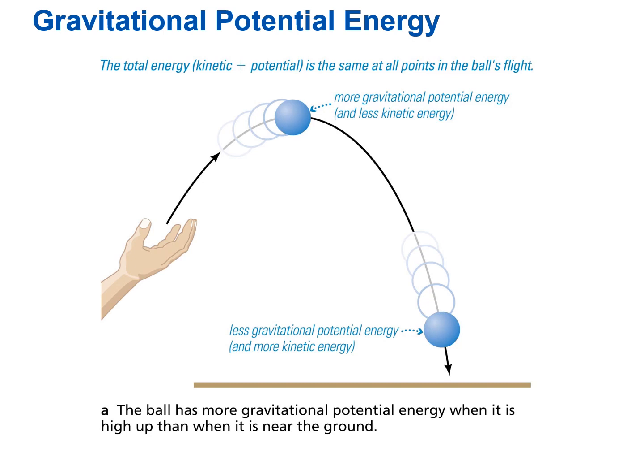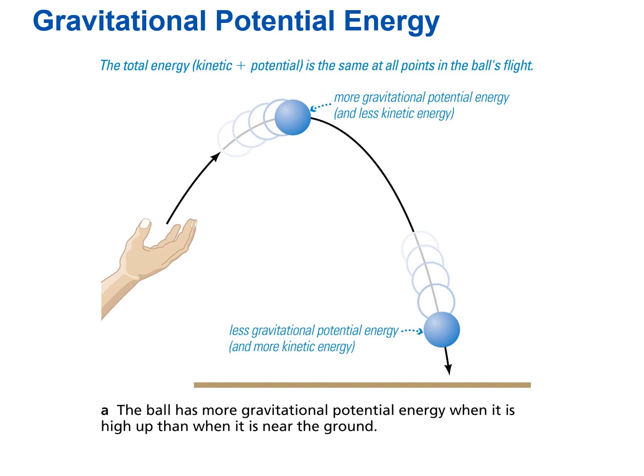You look at this picture of somebody throwing a ball into the air. The total energy, which is kinetic plus potential, is the same at all points in the ball's flight. So the person throws the ball up into the air, it gets to its highest point, and it's got high gravitational potential energy because it's high up in the air. And it's got less kinetic energy, meaning it's moving more slowly.